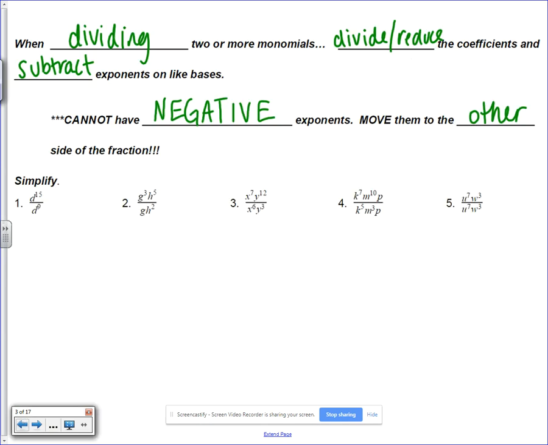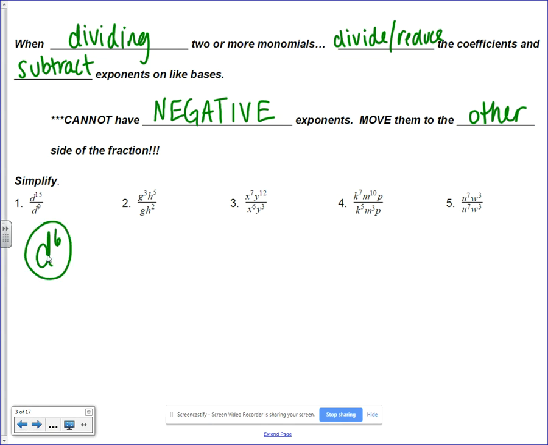So here we go. Take a look at number 1. Do you all see how it's a division problem? Do we have any coefficients? We don't have any numbers in front, do we? Just variables. So what are we going to do with those exponents? What did we just write down? Subtract the exponents on like bases. So if we subtract 15 and 9, we get 6. It is d to the 6th.